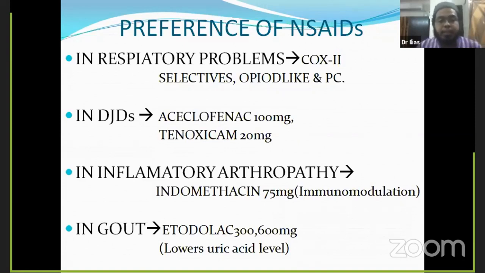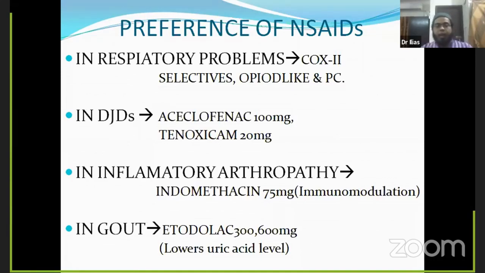And another thing is the inflammatory arthropathies. You know, the inflammatory arthropathies we get in the rheumatoid arthritis, in the spondyloarthropathies. So these are the inflammatory arthropathies. So these inflammatory arthropathies can be very promptly managed by the indomethacin. Actually, this indomethacin does have some immunomodulatory effect, and by this immunomodulation, the indomethacin can actually prevent the early progression of the inflammatory disease process.